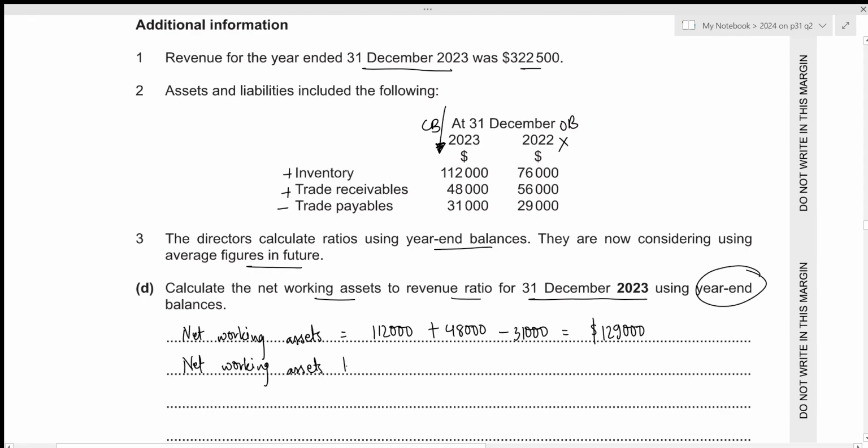Then the net working assets to revenue ratio is just going to be the value of net working assets divided by revenue, and in this case we show it in terms of percentage, so we also need to multiply it by 100. We've already calculated the net working assets, so that's 129,000, and in this case we have been given the revenue as well, 322,500. If we multiply it by 100, we get the value of 40%. That is the answer we're looking for. That's all for the fourth part.